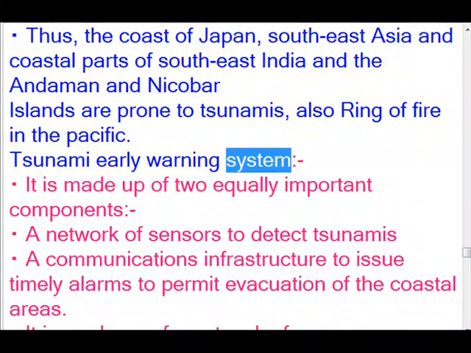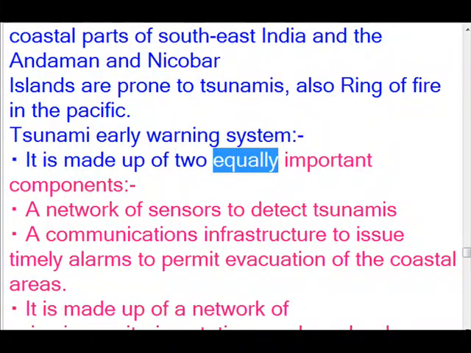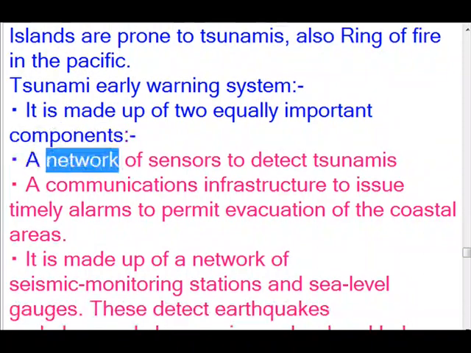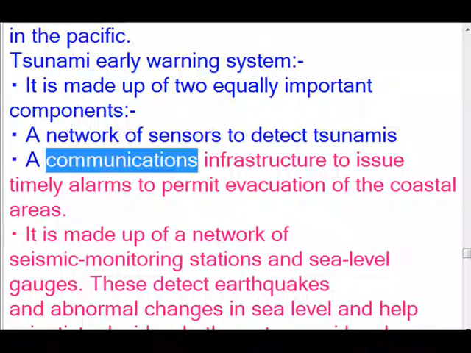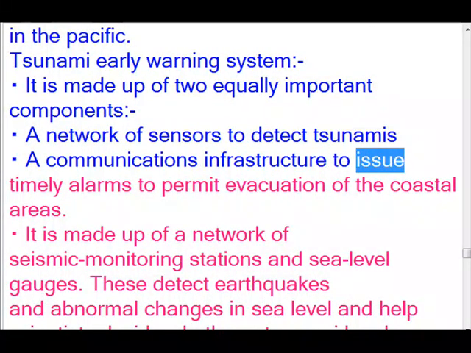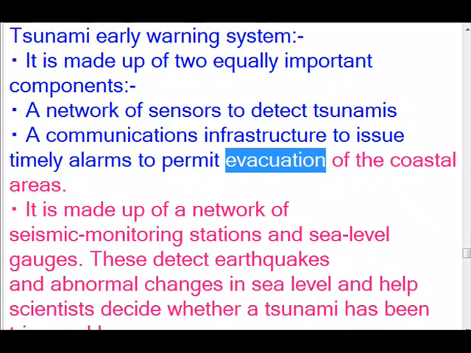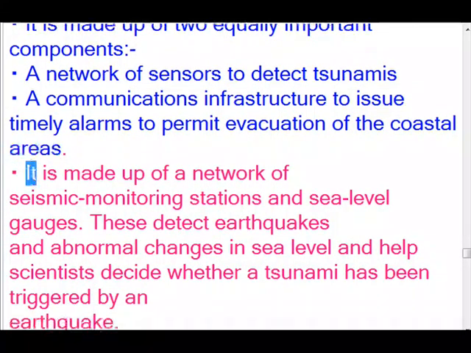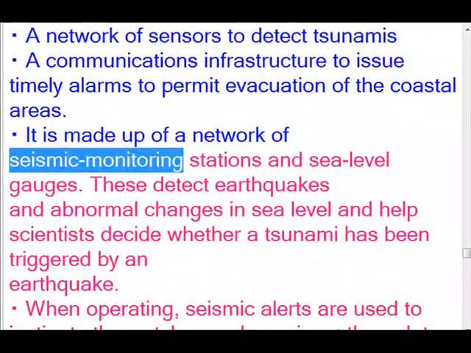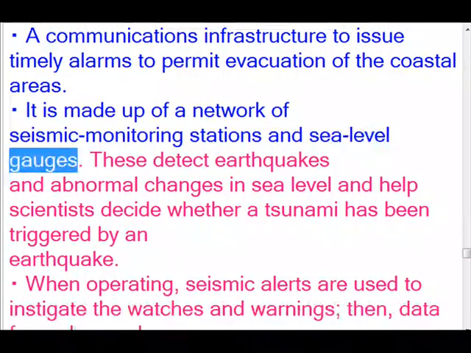Tsunami early warning system. It is made up of 2 equally important components: a network of sensors to detect tsunami, and the communications infrastructure to issue timely alarms to permit evacuation of the coastal areas. It is made up of a network of seismic monitoring stations and sea level gauges.